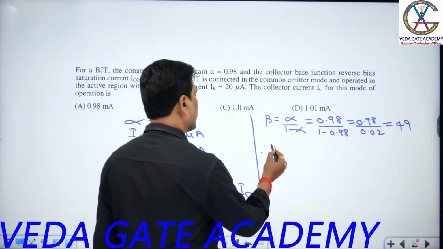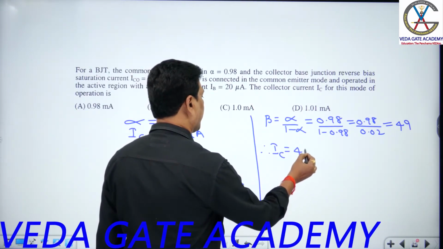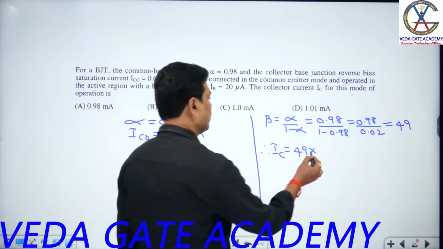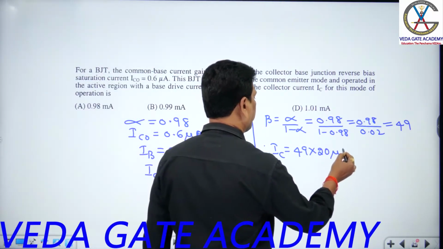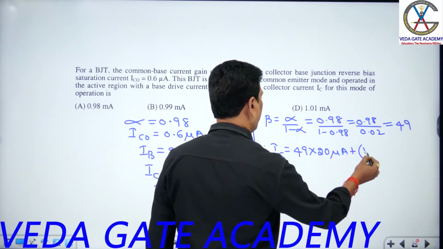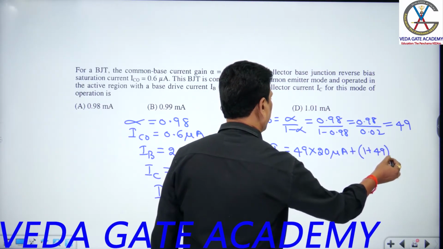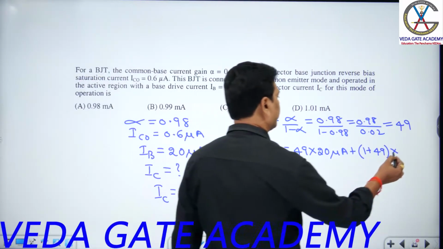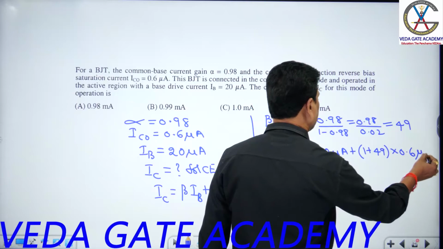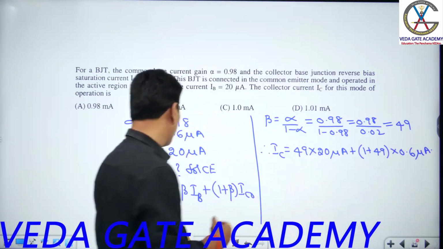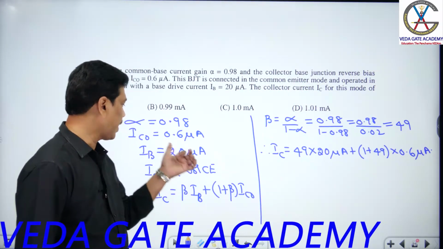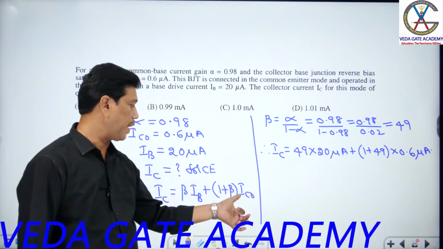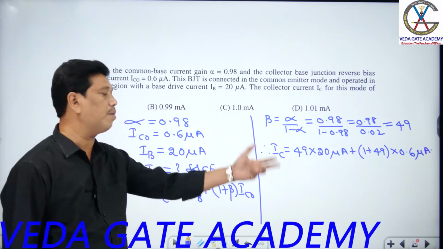Therefore, IC equals beta IB, 49 into IB, which is 20 microampere, plus (1 plus beta), 1 plus 49, into IC0. IC0 is given as 0.6 microampere. Suppose if you don't specify IC0, you can ignore it and consider only beta IB. Because here IC0 is specified, I have taken the total current relation like that.